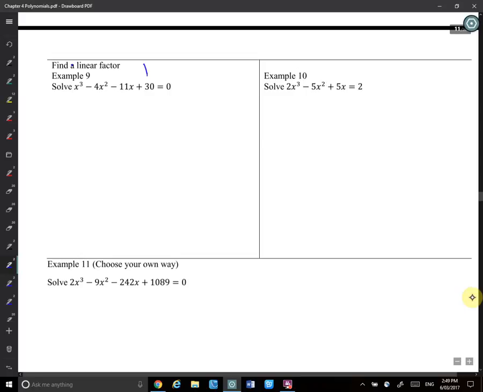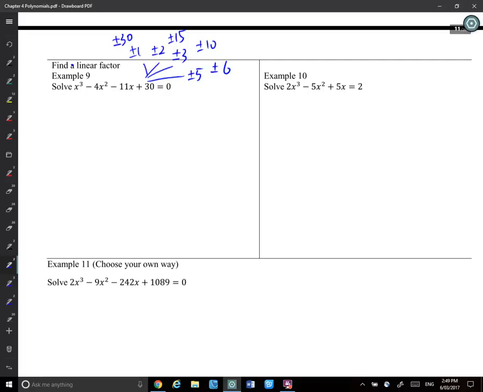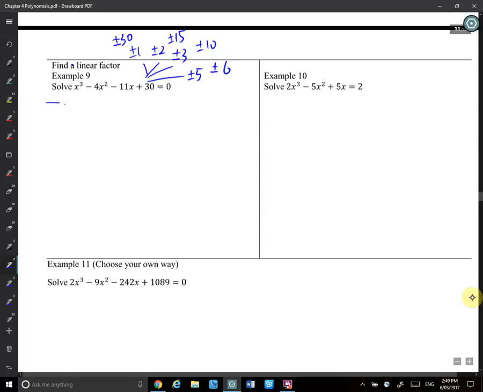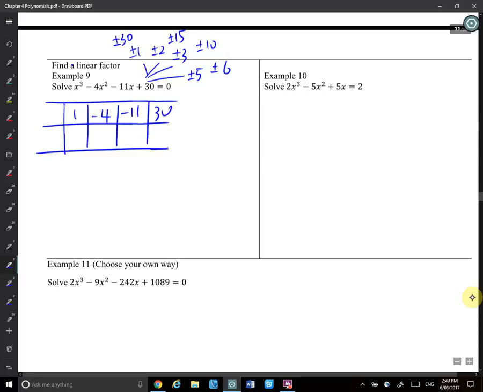So what is possible here will be plus minus 1, plus minus 2, plus minus 3, plus minus 5, plus minus 6, plus minus 10, plus minus 15, and plus minus 30. And for the top one, you just forget about it. You are not going to do those large numbers. The possible ones will be 1, 2, 3, 5. So finding the linear factor is the same as finding the number that gives a 0 remainder. You will start with these coefficients and try a number. Let's try the number 1 here.